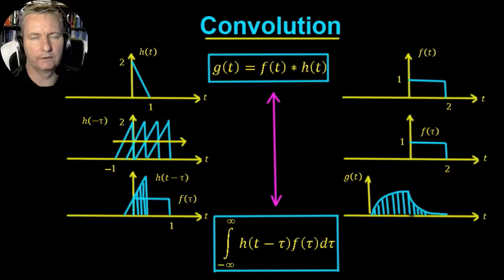So let's have a look at a really important part of signals and systems. This is called convolution. Now, if we write it out here, we could say that if we had a function f of t and another function h of t, we can convolve the two together. The sign for convolution is this little star. And in the end, when we've convolved these two together, we get a third function, g of t.